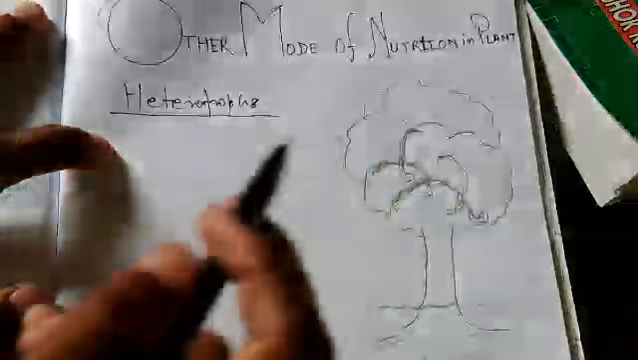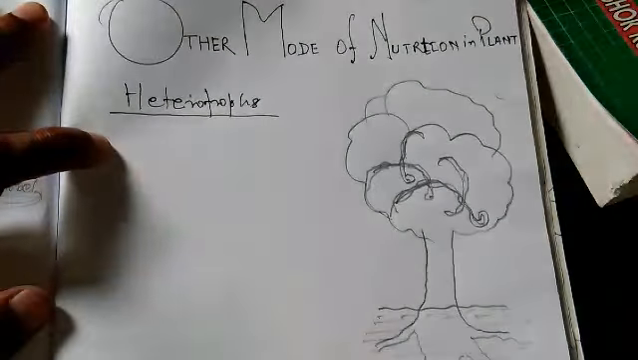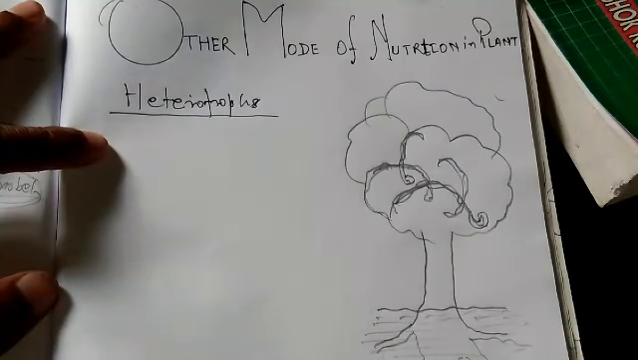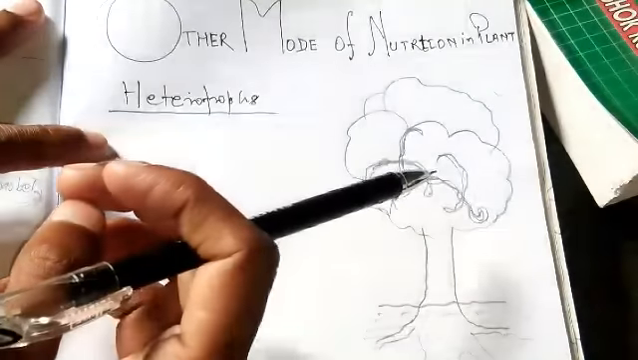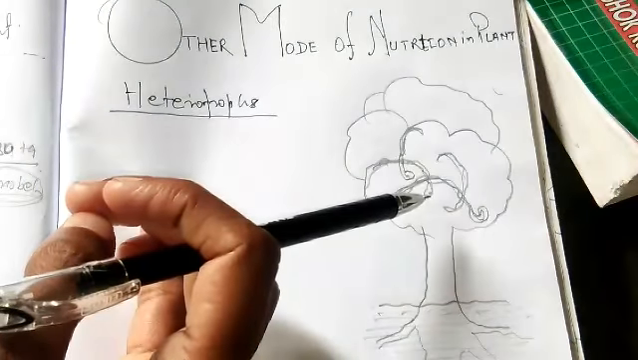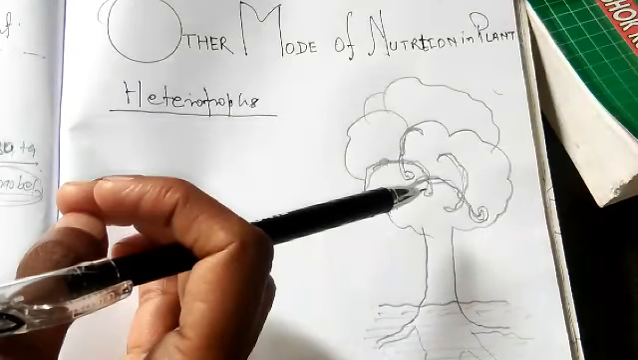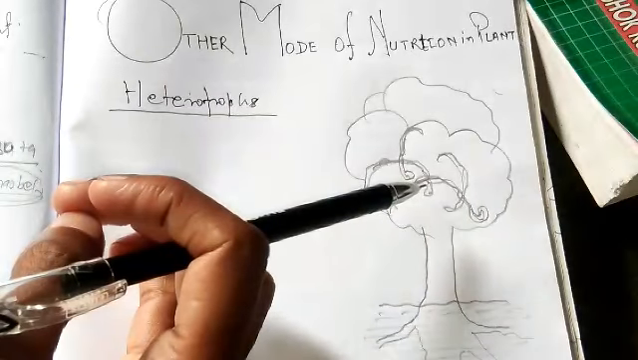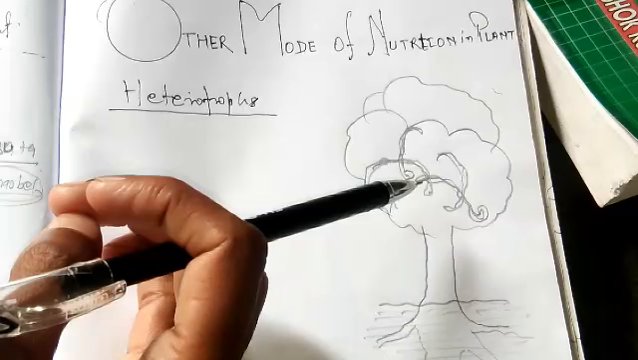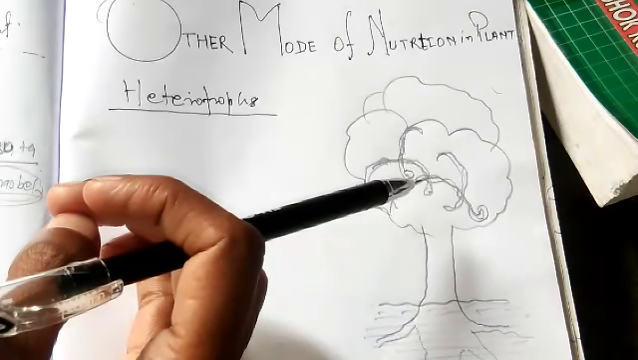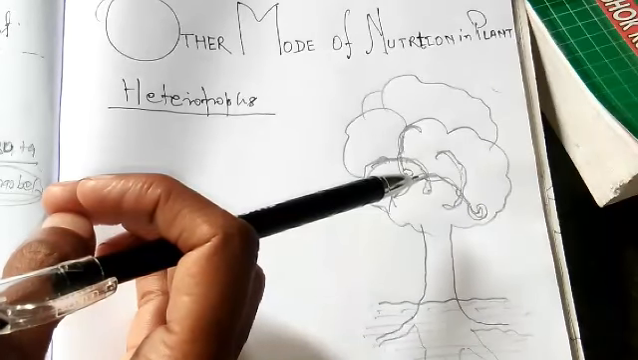Now in this figure, there are some plants that do not have chlorophyll. They can't synthesize food. Then a question arises: how do they survive, and from where do they derive nutrition? Like humans and animals, such plants depend on the food produced by other plants. These organisms are known as heterotrophs, and this mode of nutrition is called the heterotrophic mode of nutrition.